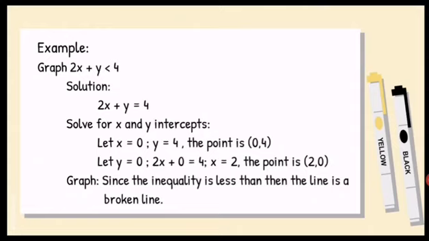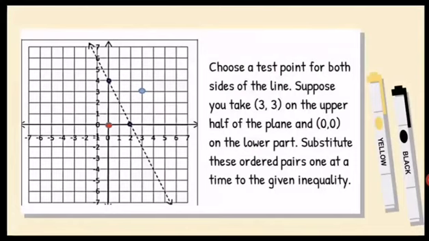For the graph, since the inequality is less than, then we use a broken line. The points (0, 4) and (2, 0) are plotted in this Cartesian plane. (0, 4) is in the positive y-axis, while (2, 0) is in the positive x-axis. Choose a test point for both sides of the line. Suppose you take (3, 3) on the upper half of the plane and (0, 0) on the lower part. Substitute these ordered pairs one at a time to the given inequality.